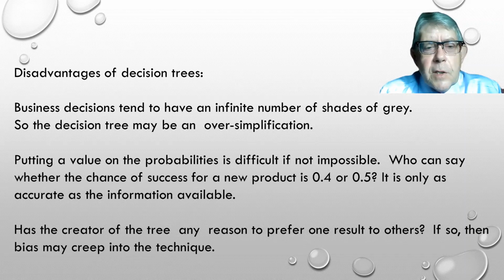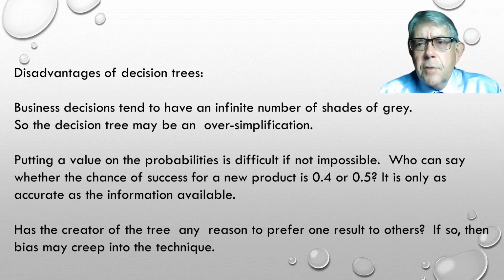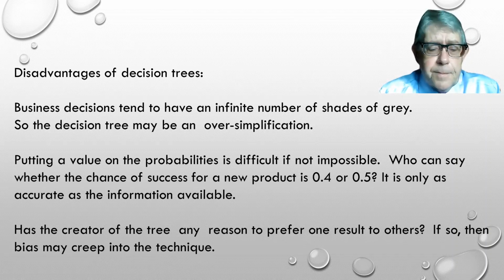And then finally, has the creator of the tree any reason to prefer one result to others? If so, then bias may creep into the technique. So I feel in general, the main advantage of the decision tree is just actually mapping it out. You can put this on a flip chart and you can have a lengthy discussion about it in management meetings.